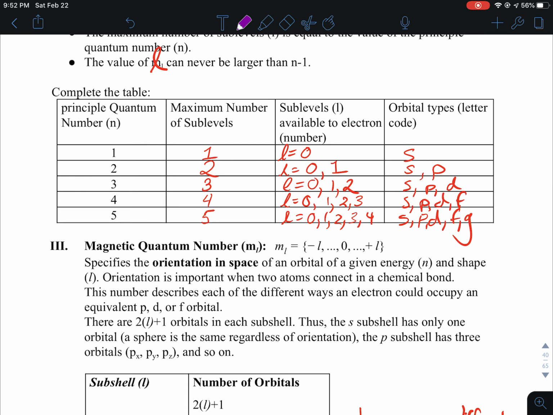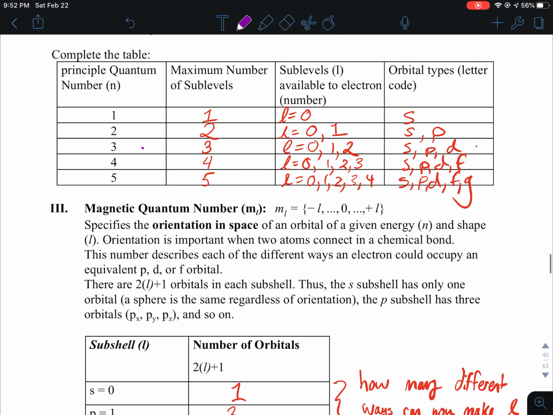So you can fill out this little chart here. If the principal quantum number is 1, then you can only have one subshell. So notice that you always have the same number of subshells as your number n. Those subshells will always have a value up to n minus 1. So for n equals 1, we have only the L equals 0 subshell, so we only have s orbitals. If n equals 2, you'll have s and p orbitals. For n equals 3, s, p, and d orbitals. And it goes on forever.